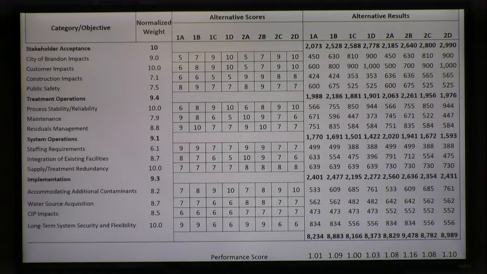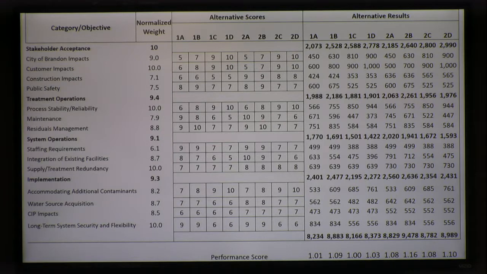The ranking is simply the score of that objective divided by the lowest score. So for example, the lowest score is 8,166. The highest one was 9,478. You divide that by the lowest score to get the ranking, the performance score for that objective. So the one that had the highest score received the highest performance score, right? These are pretty close to each other, actually.